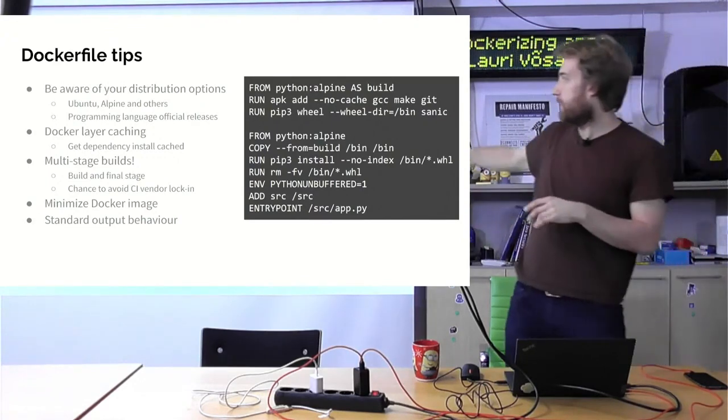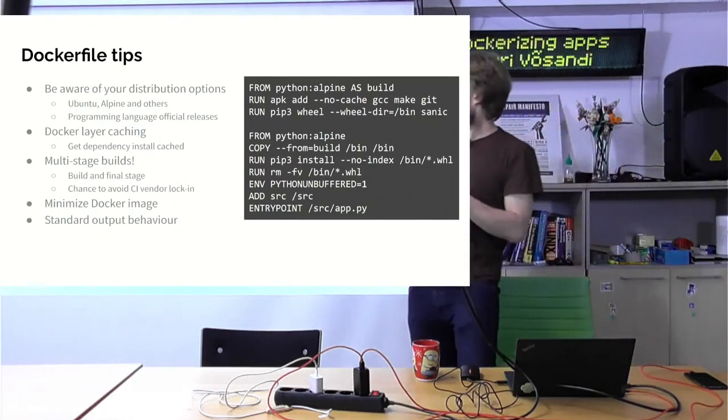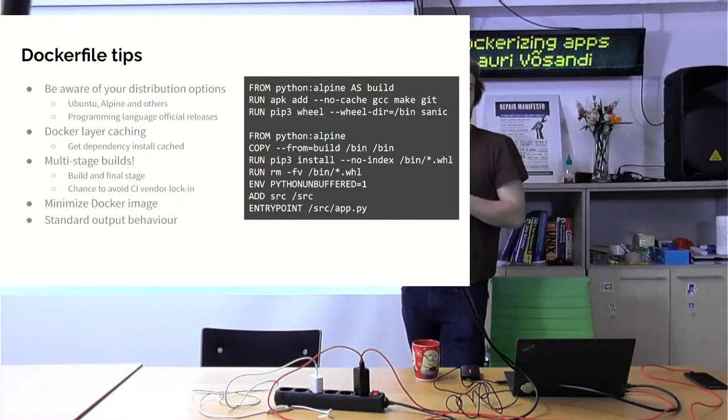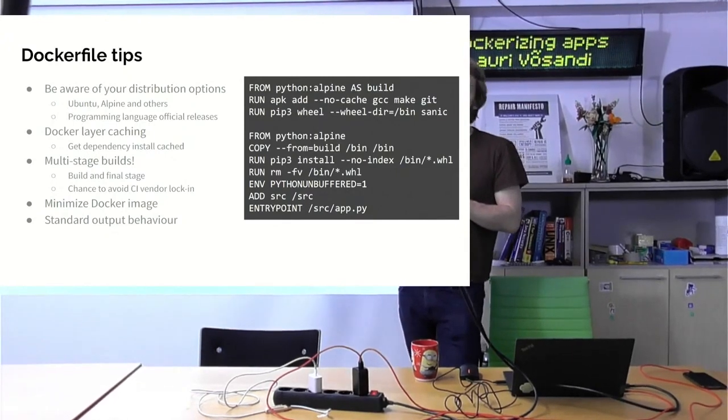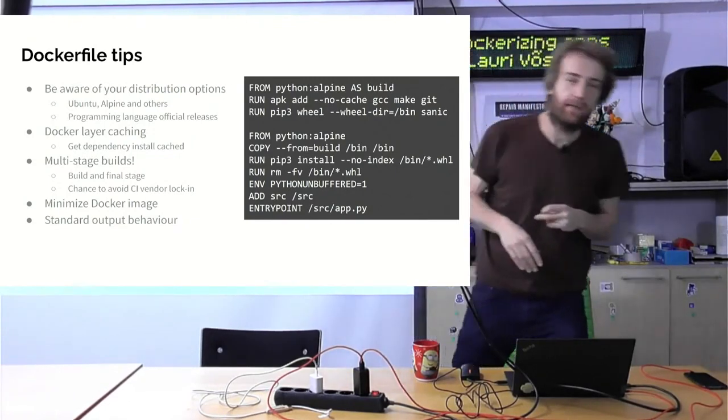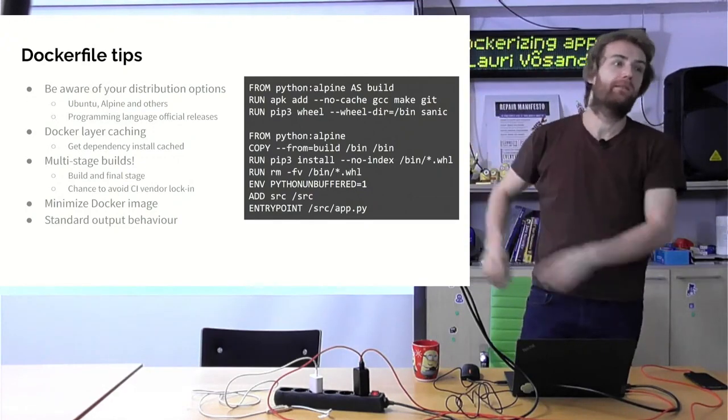For Java applications, you would start FROM JDK, install OpenJDK, run the compiler, copy the jar files into the final stage, and in the final stage you would have only OpenJRE and use the runtime only for the final stage. And all the build stuff would get left behind.